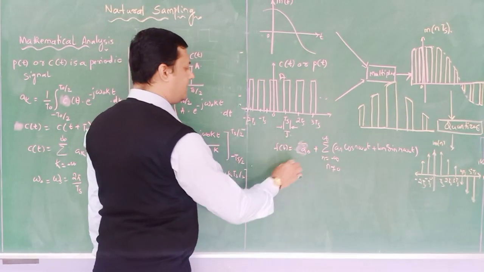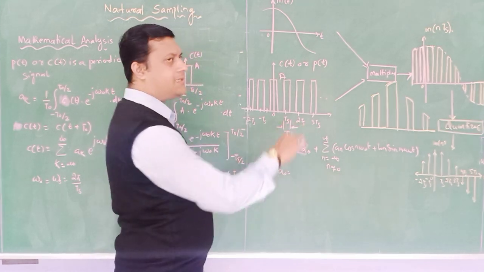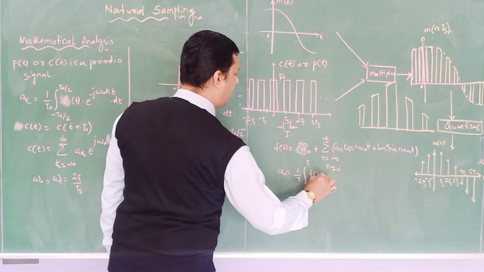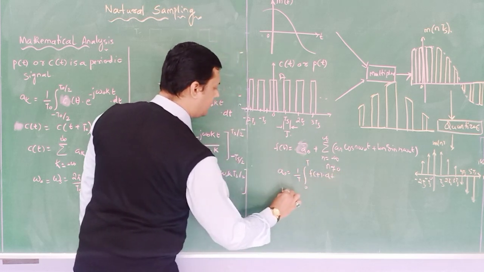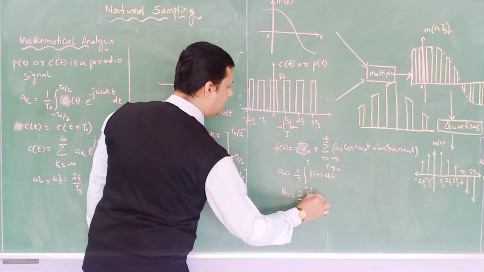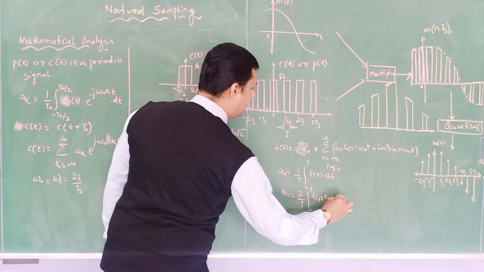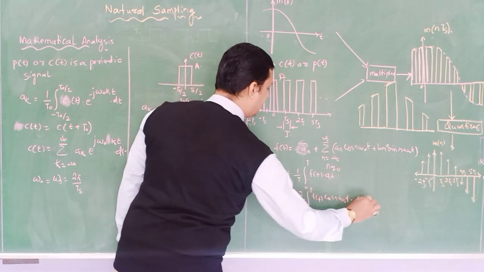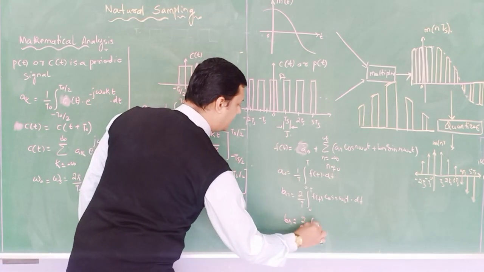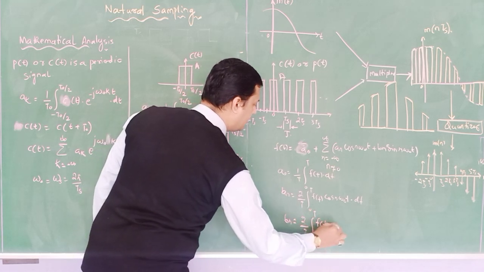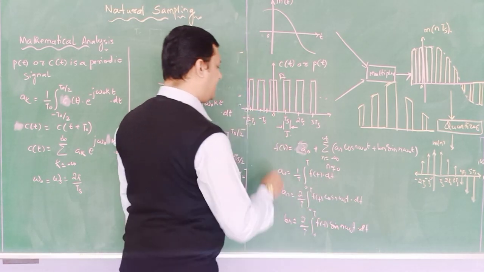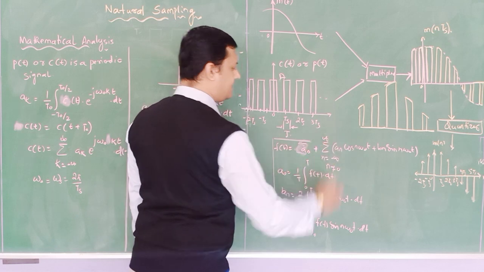In this Fourier series expansion, a naught is called our DC component, which is 1 by T, integral from t 0 to t 0 plus T of f of t dt. Similarly, a n equals 2 by T, integral from t 0 to t 0 plus T of f of t cos n omega naught t dt. Similarly, b n equals 2 by T, integral from t 0 to t 0 plus T of f of t sin n omega naught t dt. So this is the case that arises when f of t is a periodic signal.